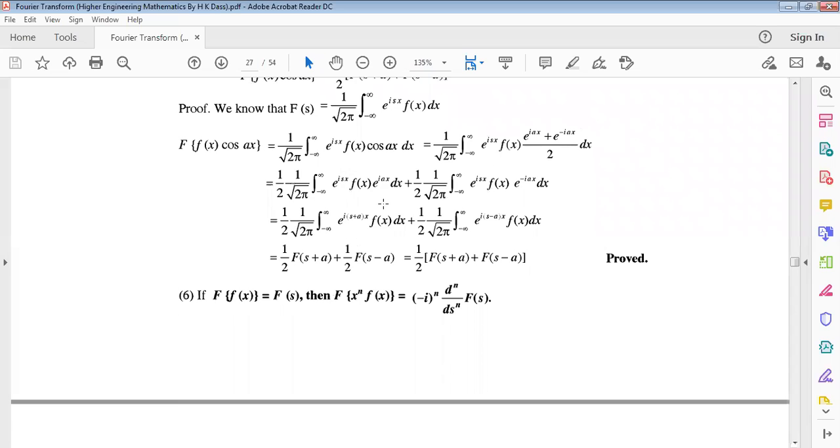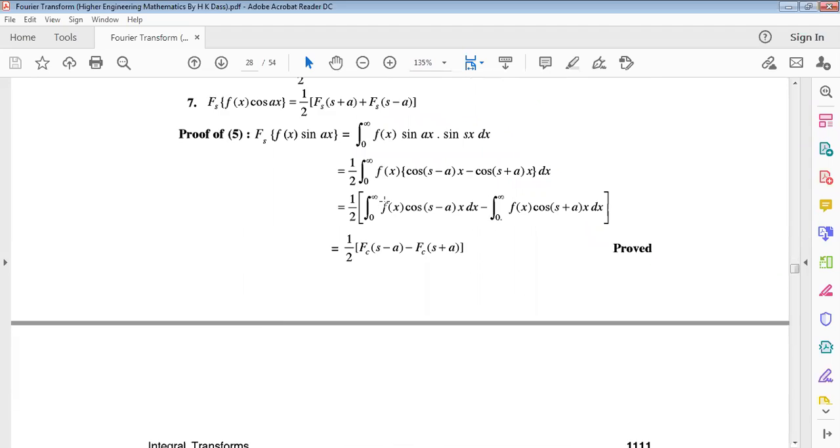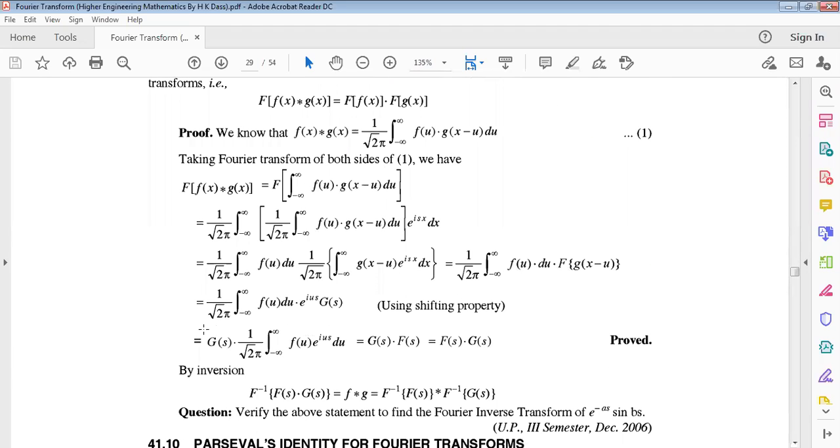This is why it is called the shifting property. Now we have used here the shifting property: 1 by root over 2π, integral from minus infinity to plus infinity of f(u) du, e to the power i u s, Z(s). Z(s) is used for the shifting property; e to the power i u s and Z(s) f(s) you cannot use, because capital F was used on the left-hand side before. This is why we used here only Z(s) to represent the Fourier transform. This is also the Fourier transform of f(x).